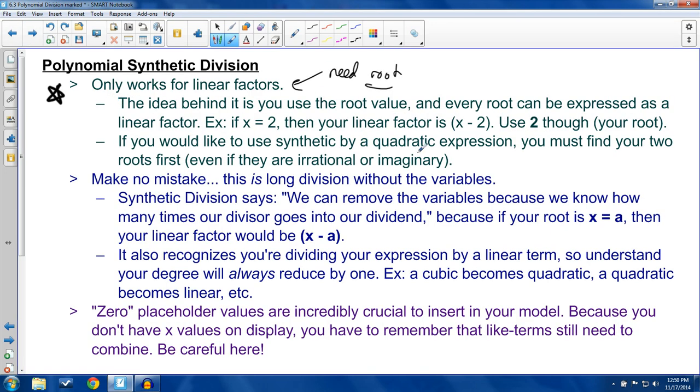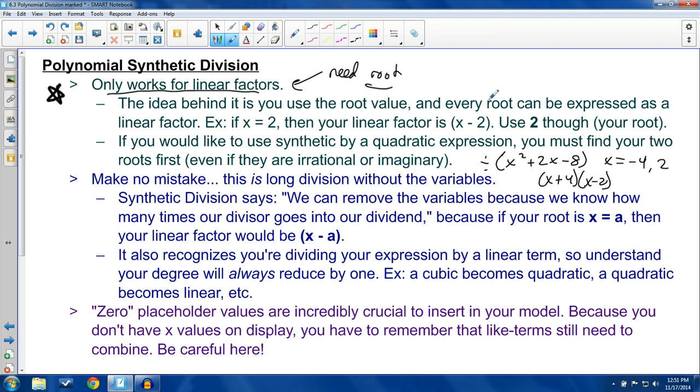If you'd like to use synthetic division by a quadratic expression, you must find your two roots first, even if they are irrational or imaginary. So an example, because this is on problem number 13 in your practice test. If you're dividing by this right here, you need to figure out what some of your roots are. You have x plus 4 times x minus 2. So two of your roots are negative 4 and 2. You can do synthetic division with negative 4, and then do synthetic division with 2 with your remaining polynomial. So this is a way that you can do this problem if you don't use long division. So it only works for linear factors. You have to break this up into linear factors at all costs.